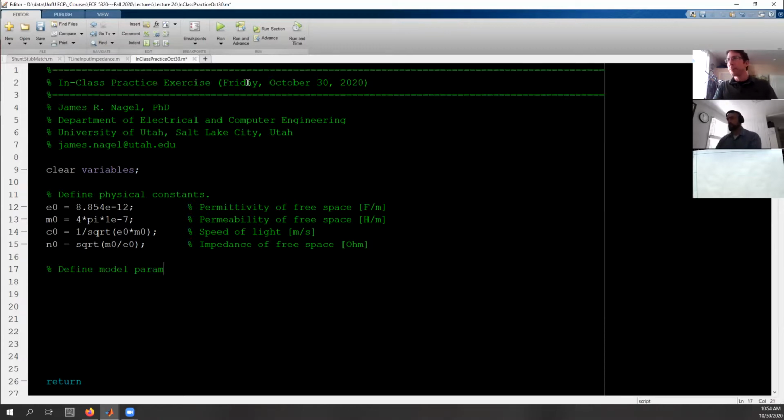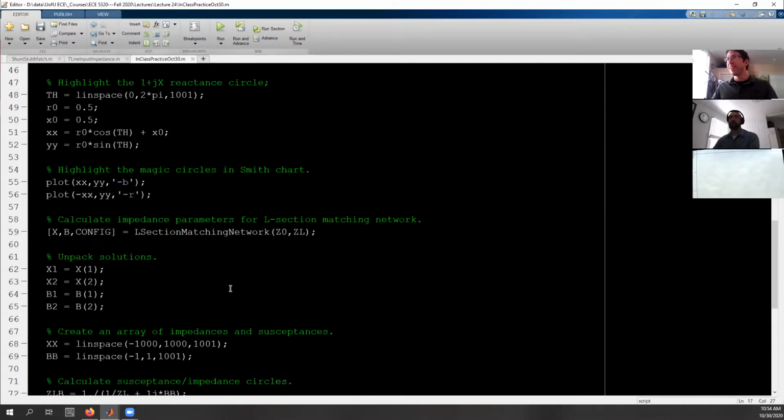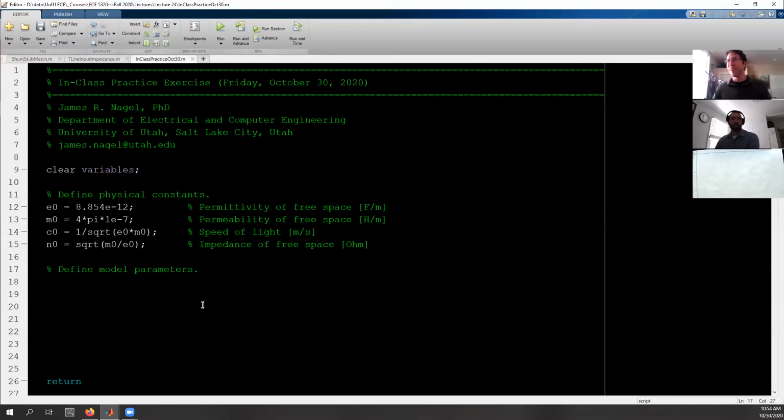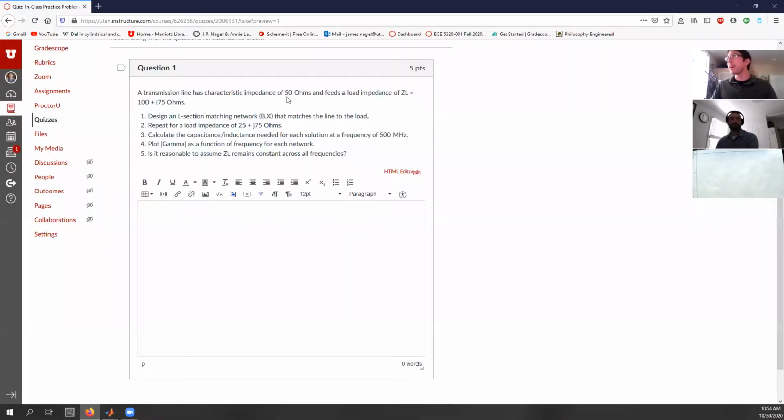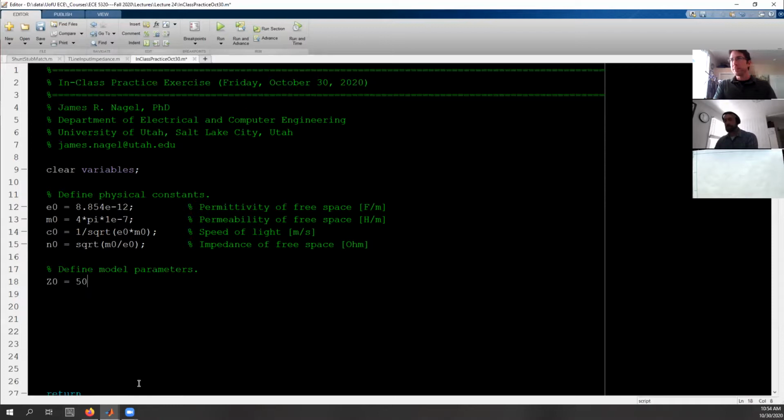Define our model parameters. So you notice I already did this. I'm just going to walk through it step by step as we go. So what do we have? 50 ohm line with 100 plus J75. So we'll say Z naught is 50. Feel free to follow along as best as you can, but I will upload this when it's done, because this is going to be a very useful script to have in terms of visualizing this stuff and playing with it later. 100 plus J times 75. Actually, you can just say 75J when you're using MATLAB.